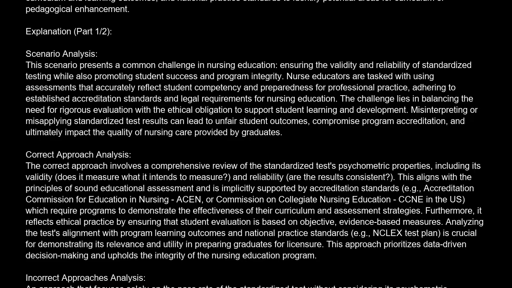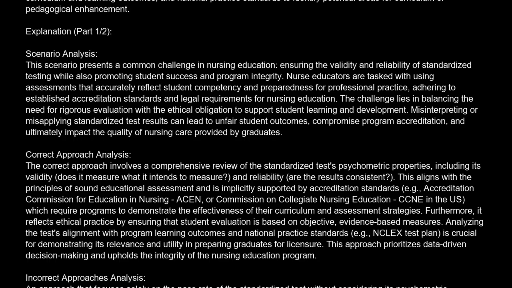The correct answer is B. Conduct a thorough review of the standardized test's psychometric properties, its alignment with the program's curriculum and learning outcomes, and national practice standards to identify potential areas for curriculum or pedagogical enhancement. Explanation. Scenario analysis. This scenario presents a common challenge in nursing education: ensuring the validity and reliability of standardized testing while also promoting student success and program integrity.